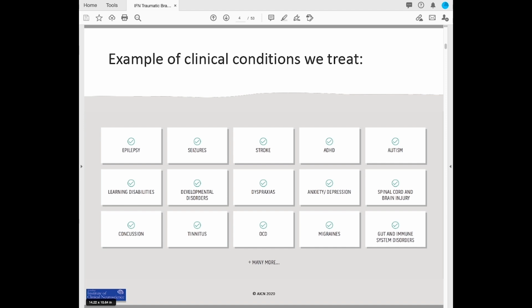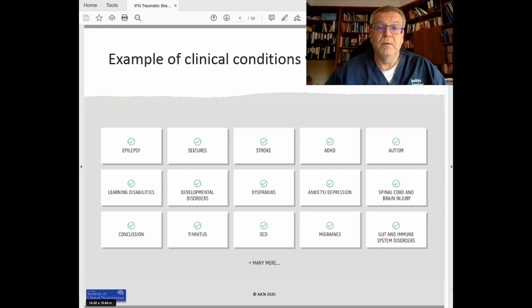So over the course of the last 10, 12 years, we've treated a large variety of different types of symptoms in people and different types of conditions, which we have outlined below in the slide. I'm just going to come back in here. So we've had some pretty good results with epilepsy, seizures, strokes, ADHD, autism, learning disabilities, developmental disorders of all types, dyspraxias, pretty much of all types, anxiety, depression, spinal cord and brain injuries, concussions, OCD, and the list goes on and on.